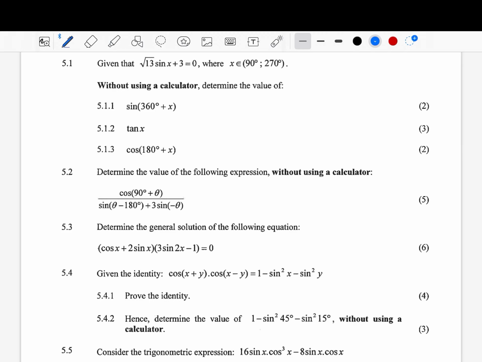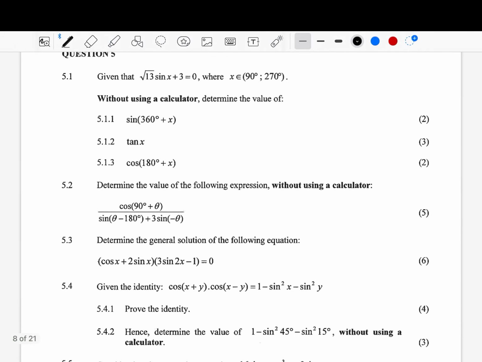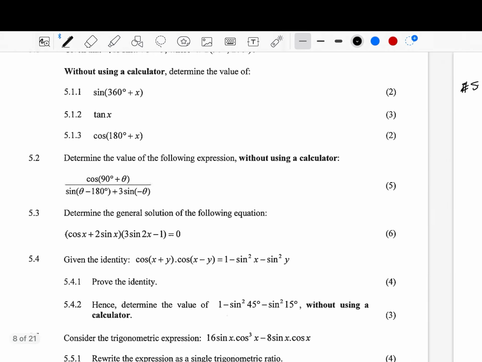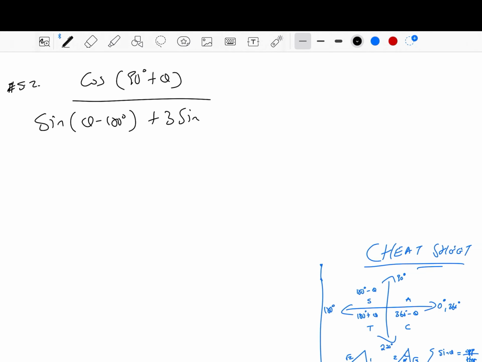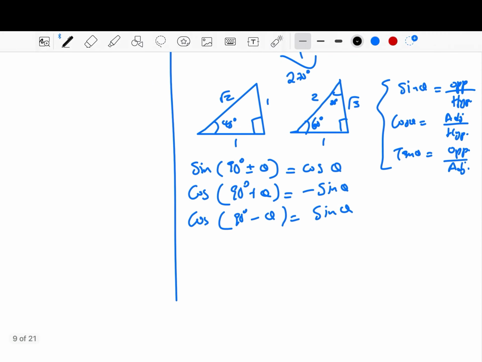Determine the value of the following expression without using a calculator. So in 5.2 you have cos of 90 degrees plus theta, and you have sine of theta minus 180 degrees, and we have 3 sine of negative theta. So that's what you have, and they want you to simplify this expression. Okay, and we're going to be using what we already know, but before we go there, I'm going to introduce you to a couple of things.